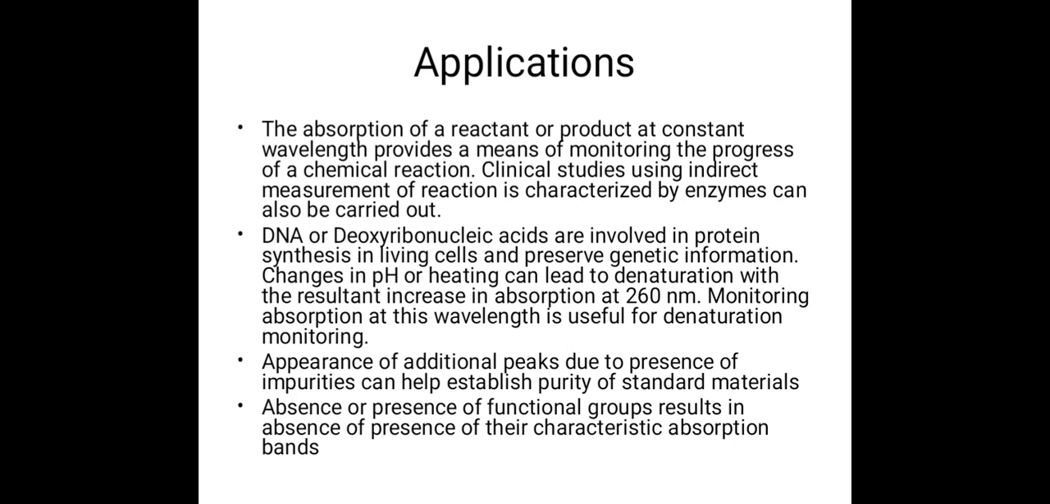Appearance of additional peaks due to the presence of impurities can help establish the purity of standard materials. Absence or presence of functional groups results in absence or presence of their characteristic absorption bands. Identification and quantitative determination of polynuclear aromatic compounds. Non-absorbing molecules can be estimated by combining with derivative forming molecules that produce new species with absorption characteristics in the UV or visible region. Quantitative estimation of ionic solutions of transition metals or complex forming ligands.